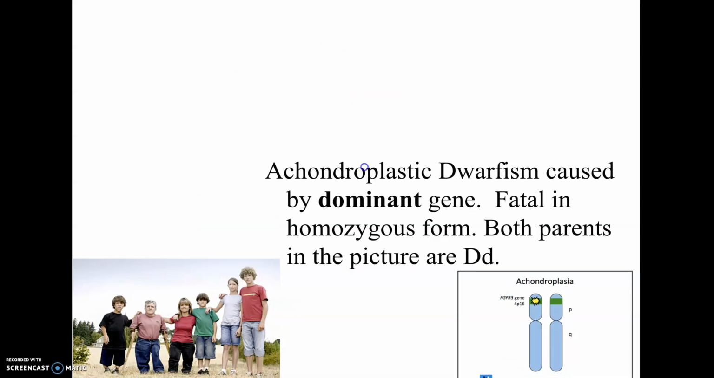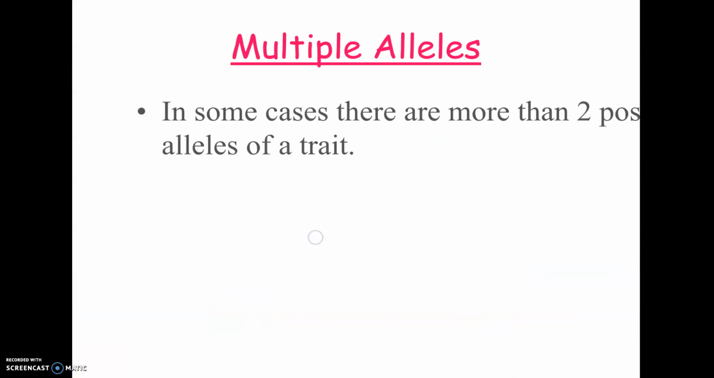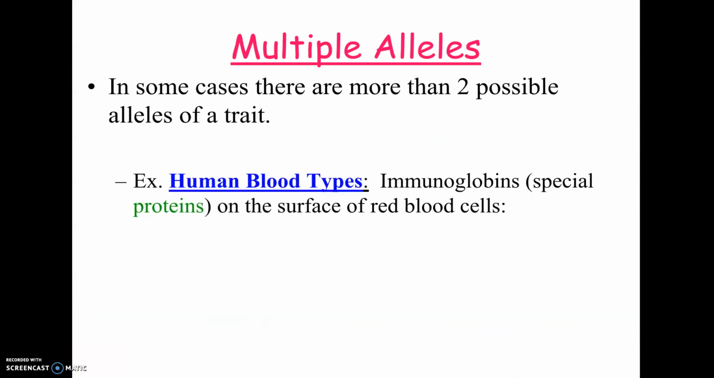All right, and then the last type of cross that we're going to talk about is what's called multiple alleles. The traits we've done so far have only had 2 alleles. For example, tall or short, 2 alleles. That's it. Or red versus white. There were just 2 alleles. But some traits have more than 2, and blood type's a good example of that.